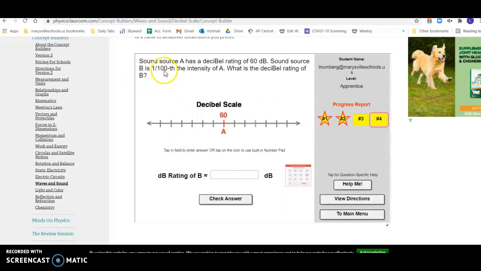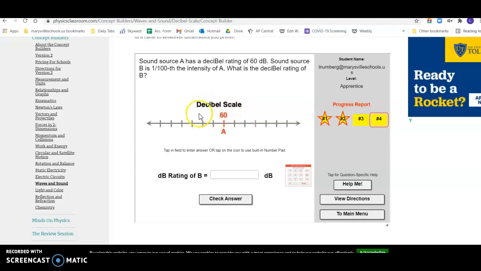Now, if it's 1/100th of the intensity, that means, first of all, it's going to be less intense, so I've got to go this way on my scale. And since it's 1/100th, every time you multiply by 10, you subtract 10 in this case on the decibel scale. So I would need to subtract 10 twice because 100 is 10 times 10. There's 2 10s involved with that. So this one would be 40. I took 60 minus 10 minus another 10.